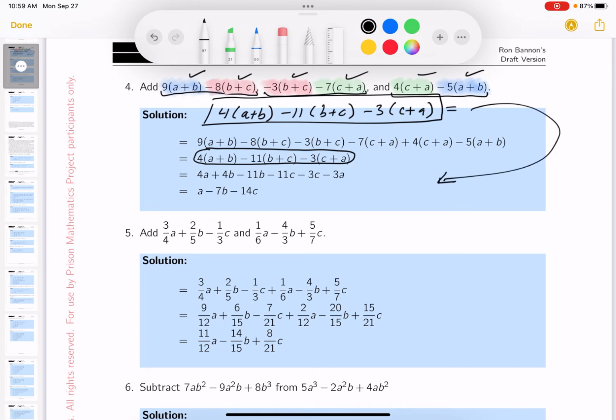Let's put that down for you. And what's that going to look like? 4a plus 4b minus 11b minus 11c minus 3c minus 3a. Put a line there, add together. What do you get? a, let's see, that would give you what? Minus 7, right? Minus 14.